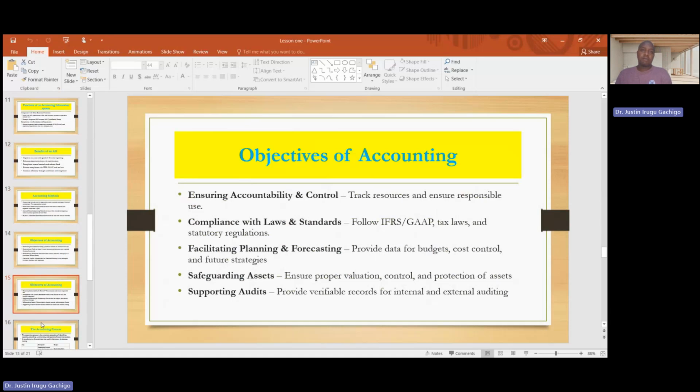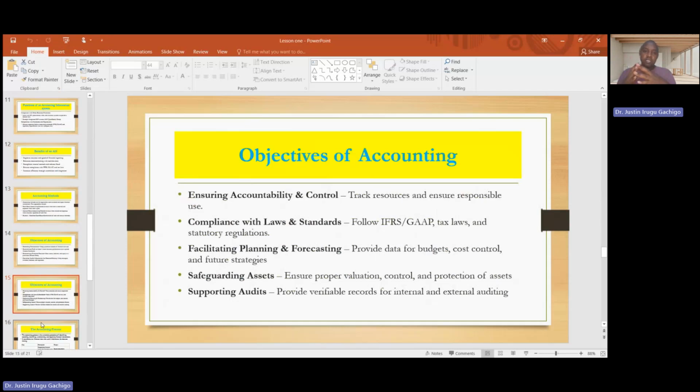The other one is facilitating planning and forecasting. So it provides data for budgets, cost control, and future strategies. Then safeguarding assets, that is to ensure proper valuation, control, and protection of assets. And finally, supporting audits, providing verifiable records for internal and external audit. So you can pull the information from an accounting system so that you can give it to the auditors as proof of the transaction.